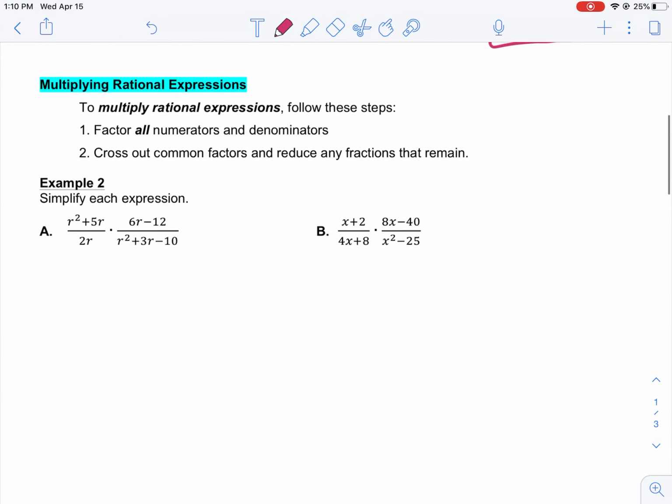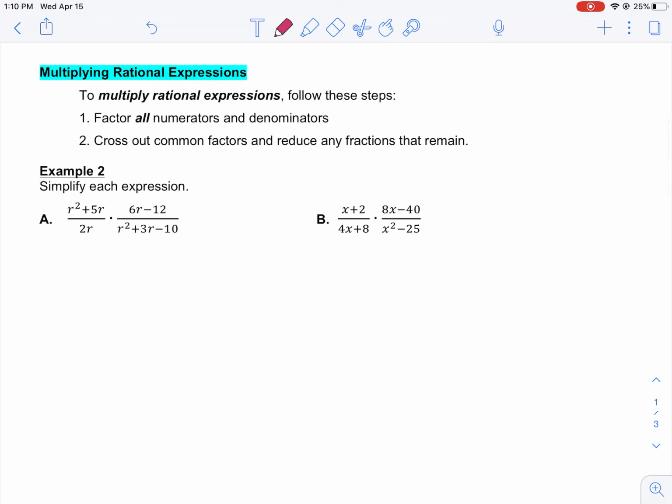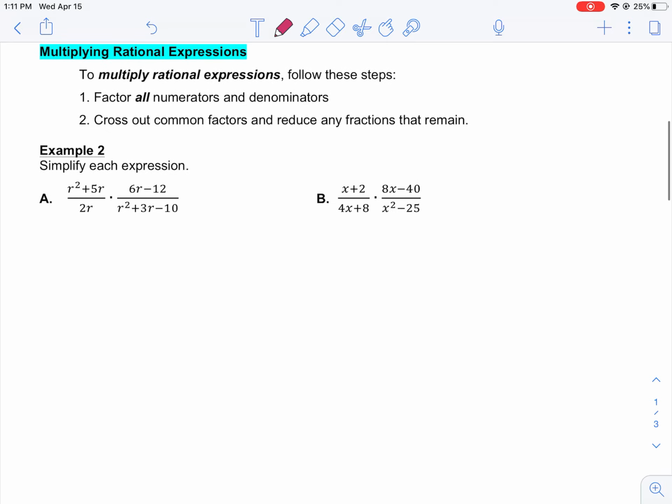The next thing I'm going to talk about is multiplying rational expressions. So, pretty similar to simplifying. The difference is you have two fractions. Everything stays in the same order. You're going to factor any numerators you can. You're going to factor any denominators you can. Then you're going to cross out common factors.